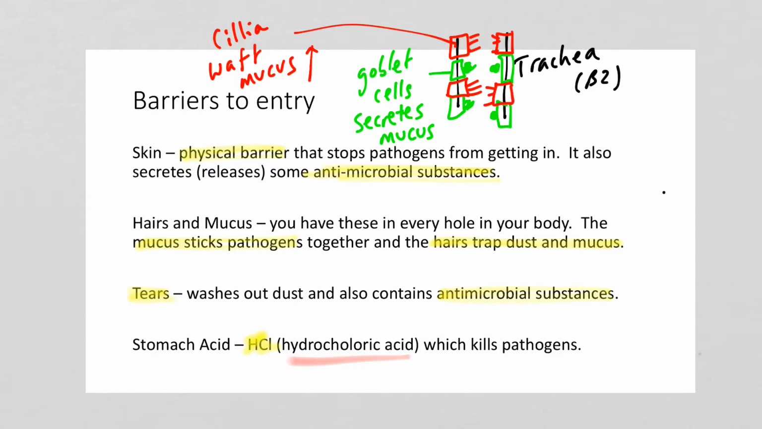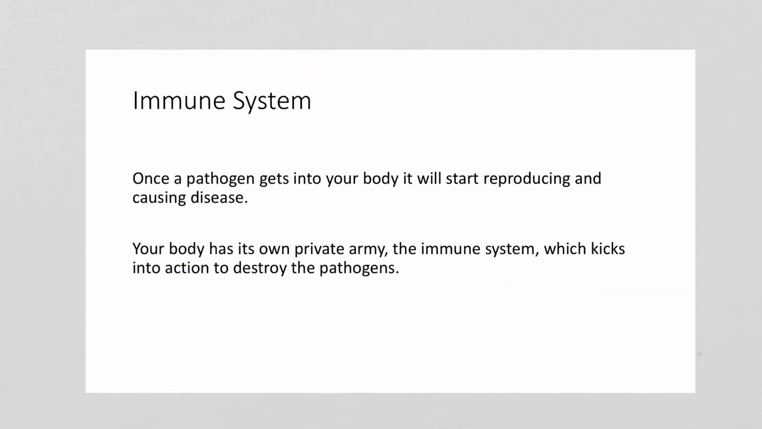So those are the barriers, the things that are going to stop the pathogens from actually getting in. If or when pathogens make it past these barriers, so for example, they survive the stomach acid, or there's a cut in the skin, or they get in through your nose, or you breathe them in and they're not trapped by your mucus and then wafted up by your ciliated epithelials, pathogens will get in. What happens then is your immune system is going to kick into effect.